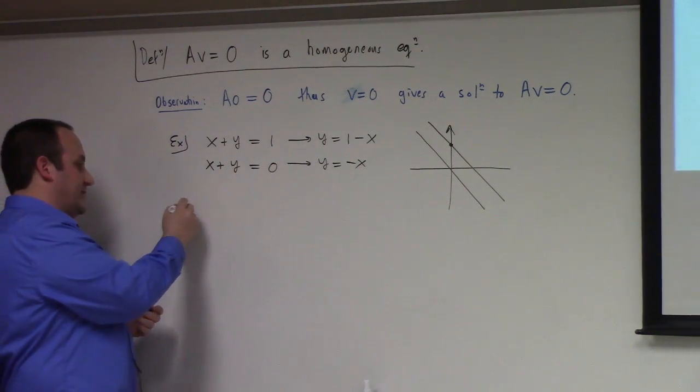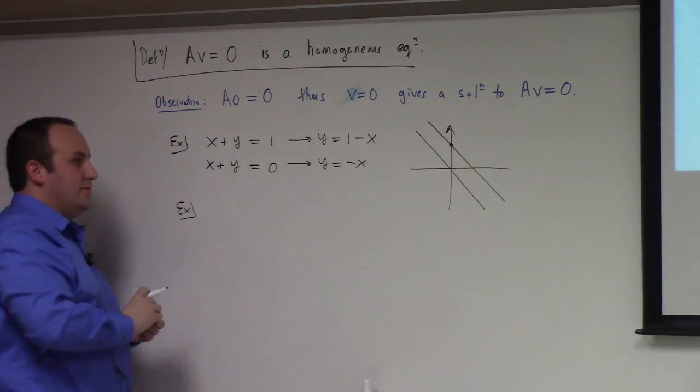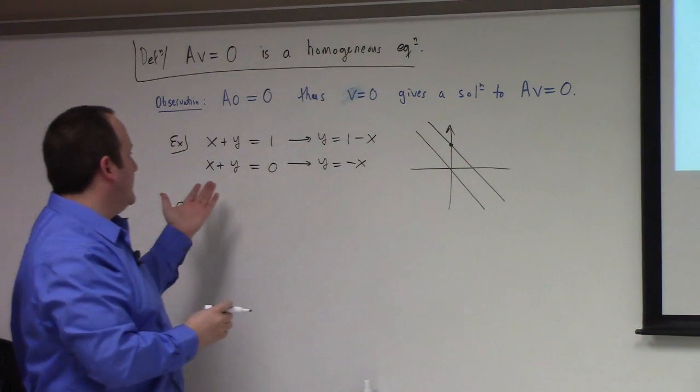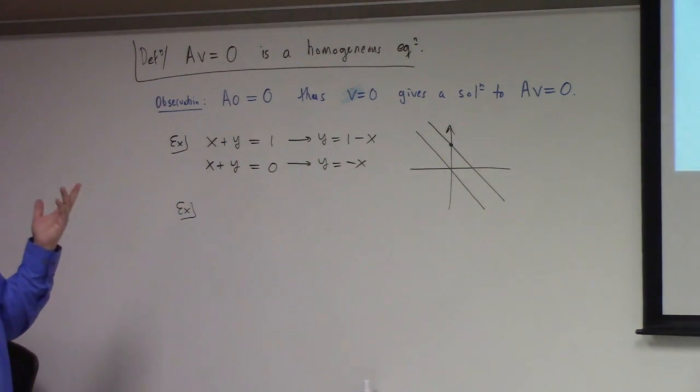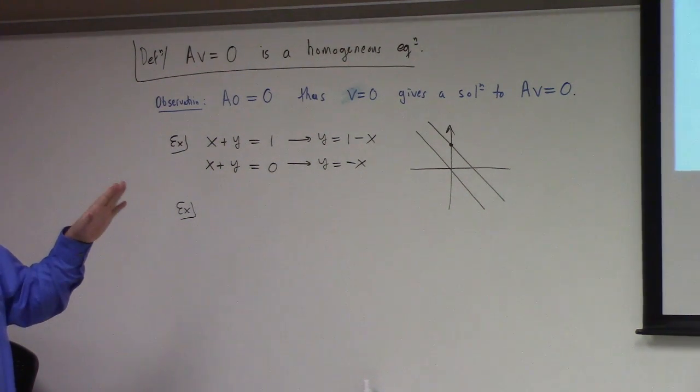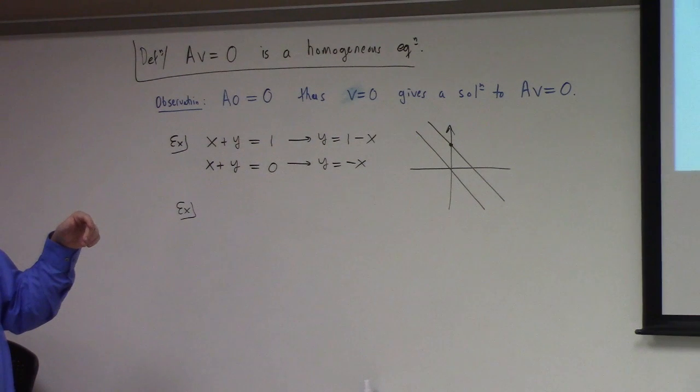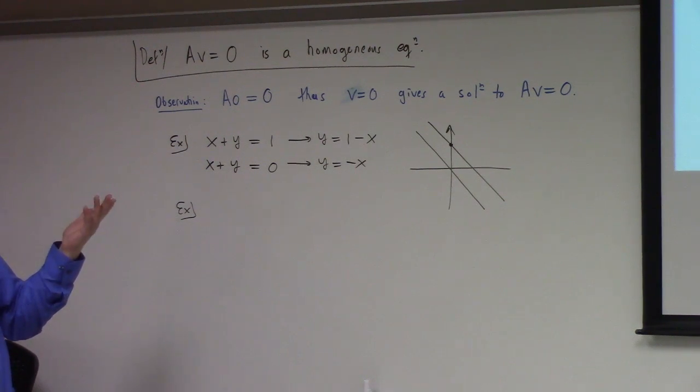Now, there are other things that can happen, right? If you think about the case of 2 equations and 2 unknowns, in the real case, it's easy to see that there are 3 possibilities. Either the lines don't intersect, and you have no solutions. The lines intersect at one point, and you've got a unique solution. Or what else can happen?